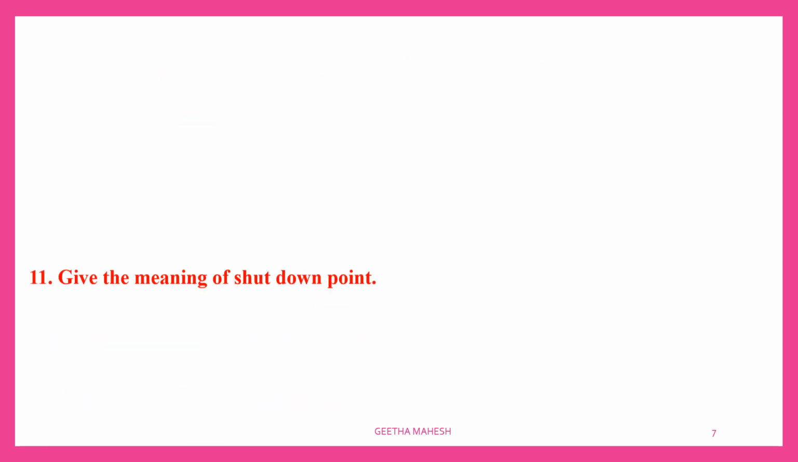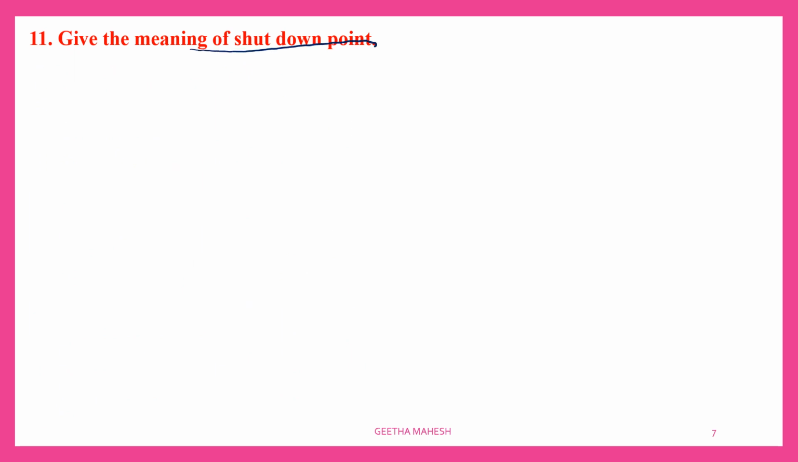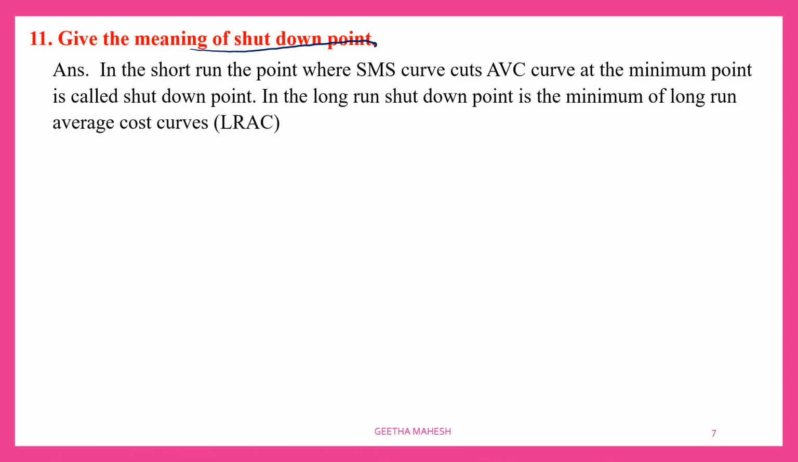Give the meaning of shutdown point. So here shutdown point is a point where the SMC curve cuts the AVC curve at its minimum point. That means, let us take this is an AVC curve of a firm. So the SMC curve cuts AVC at its minimum. This we call the shutdown point.